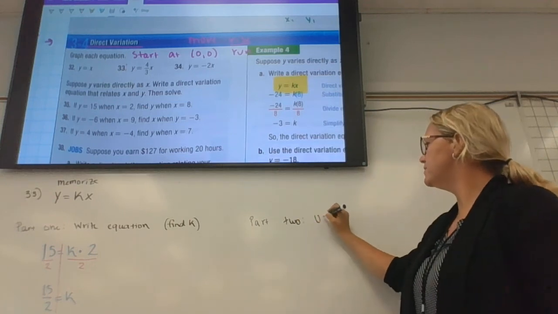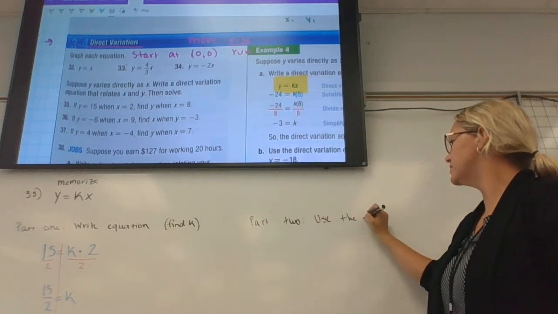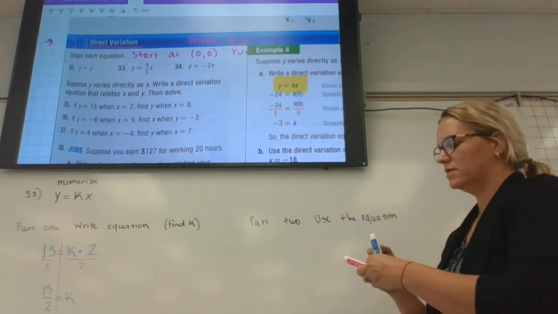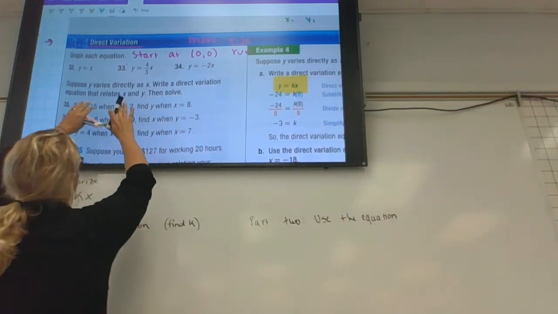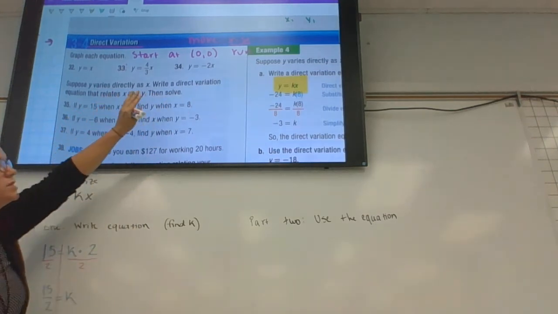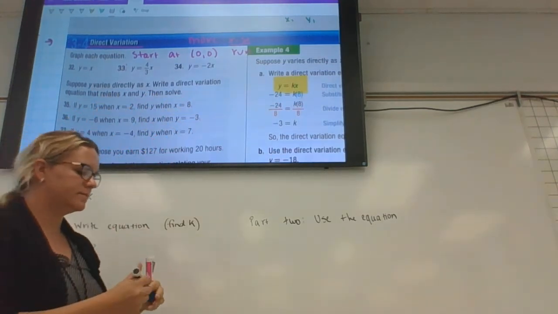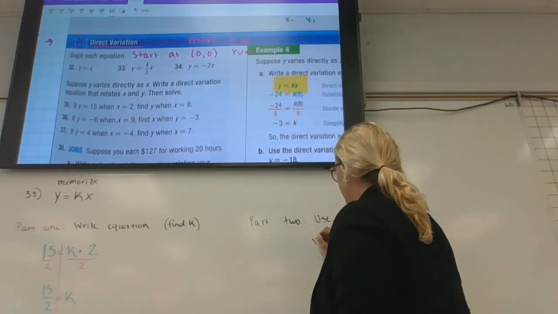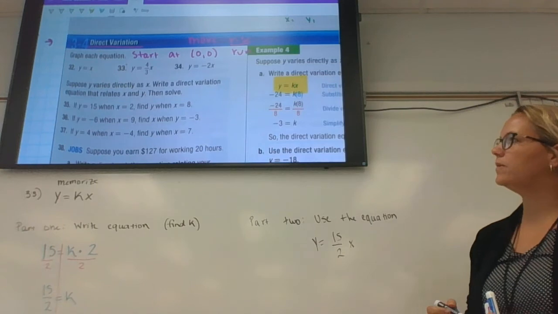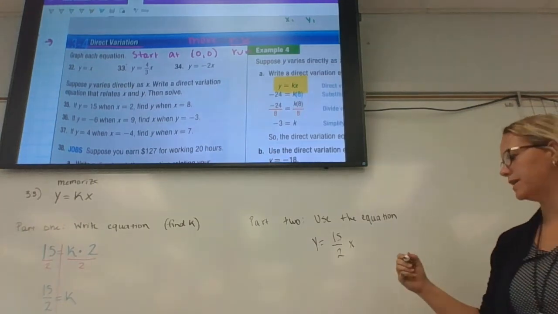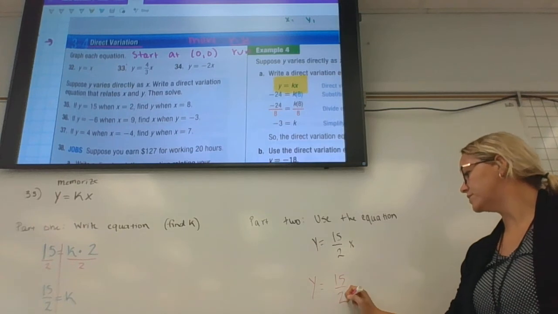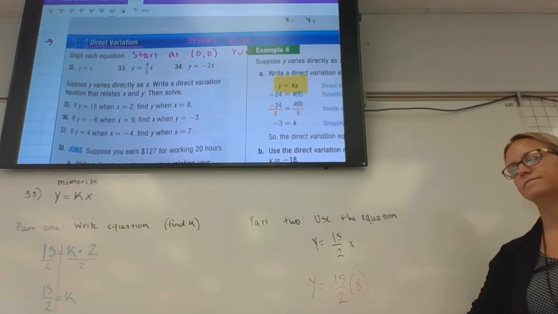All right, part two is to use the equation. We used these first two numbers for part one. We ignored the 8. Now that we have an equation, we'll use the 8. It says find y when x is 8. So let's plug in. It'll be 15 over 2 times 8.